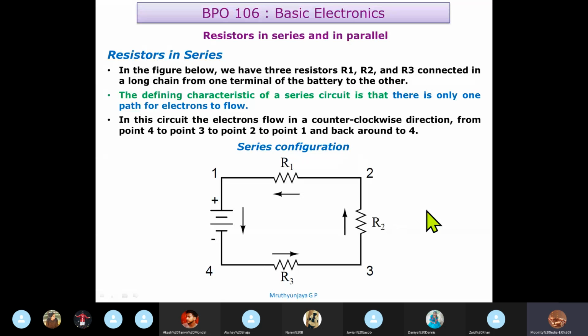When we say resistors are connected in series, as seen in the figure here, we have 3 resistors, R1, R2 and R3, connected in long chains.